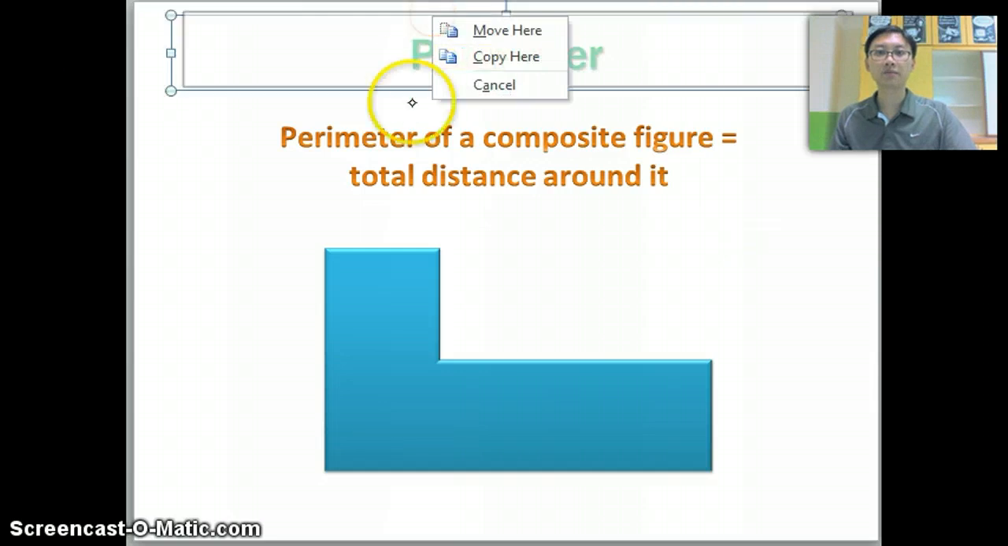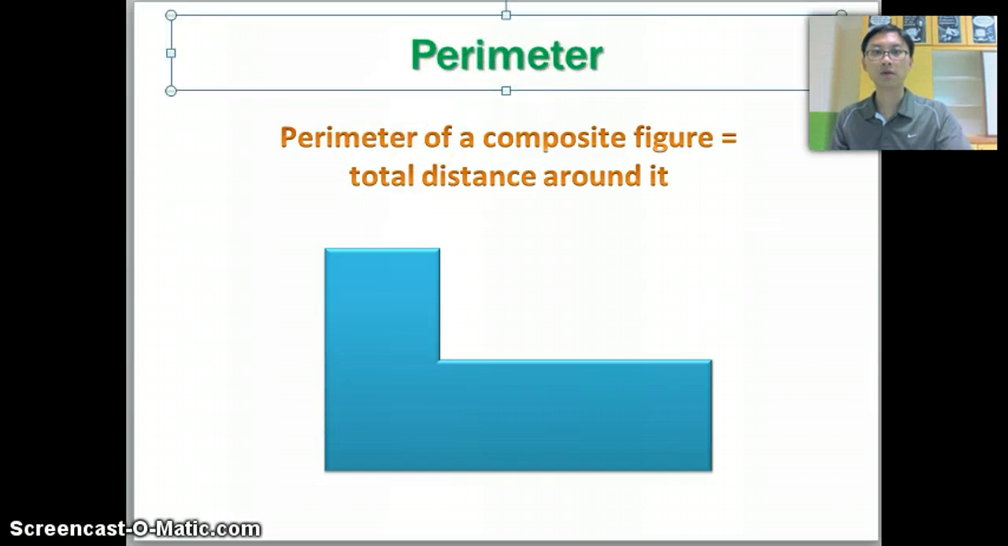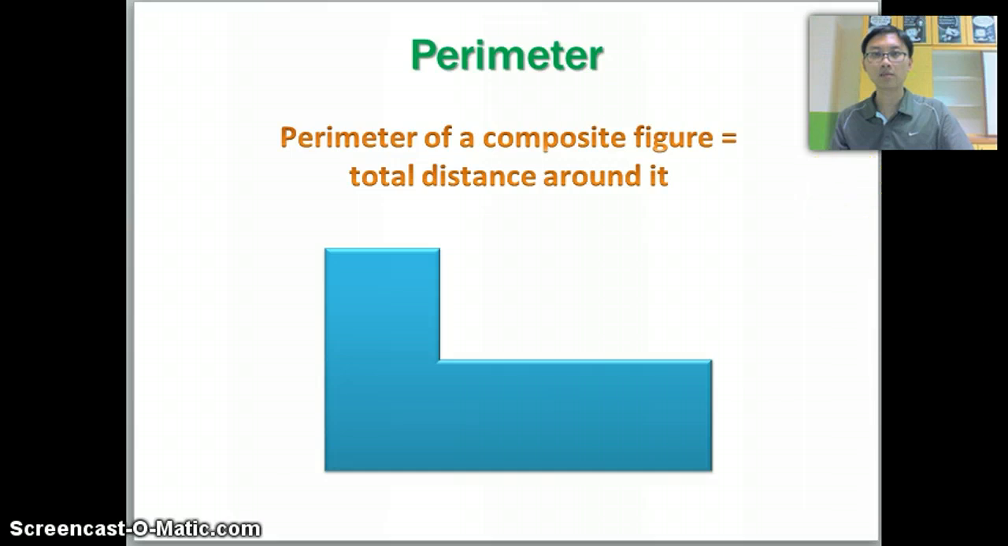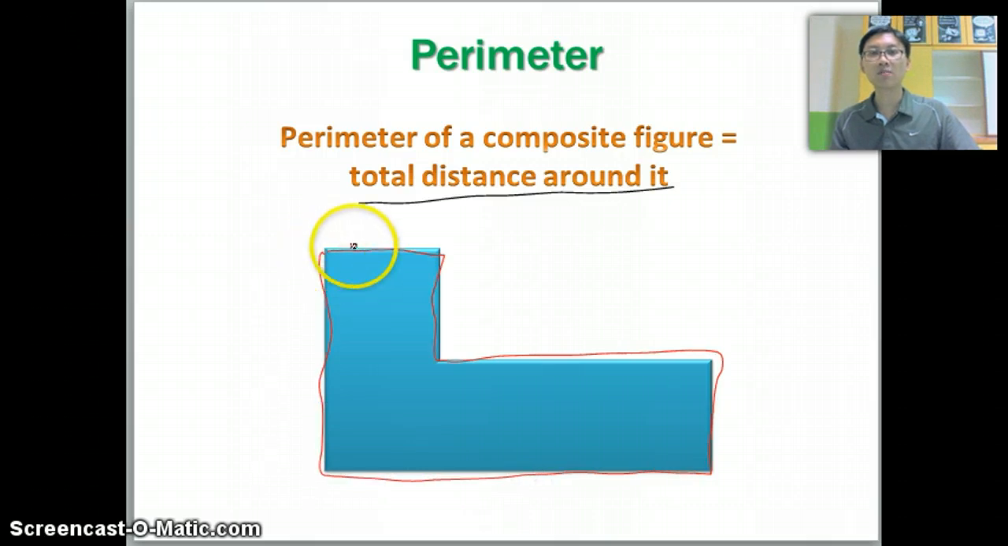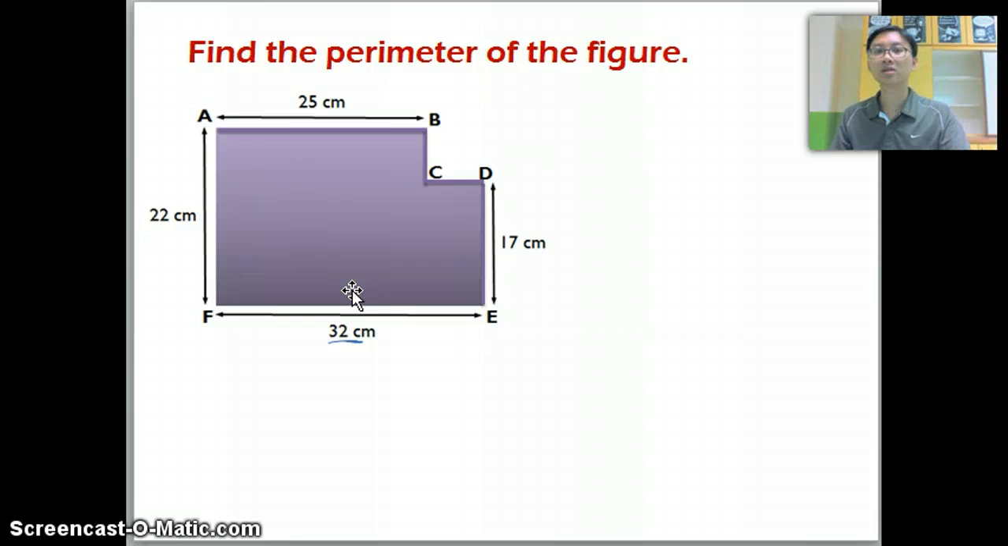Perimeter. Now what is perimeter? Perimeter of a composite figure is the total distance around the figure. So let's say this is my composite figure. The perimeter is this whole thing. What I'm drawing right now is my perimeter, the total distance around it. To find the perimeter of this, you need to take this line plus this line plus this line plus this plus this plus this, and that will give you the perimeter of this composite figure. Simple, right? Not so.